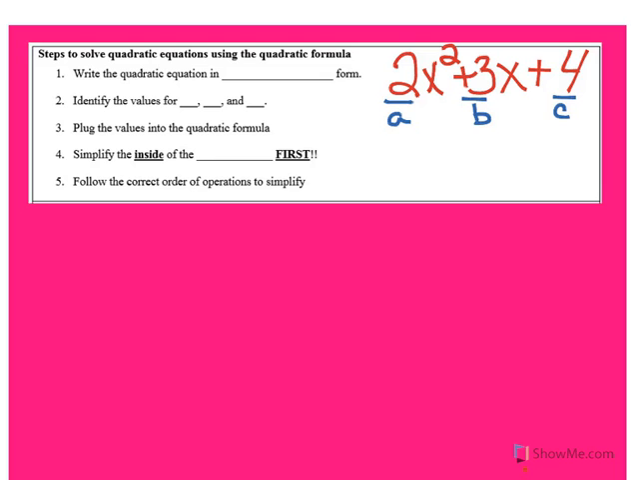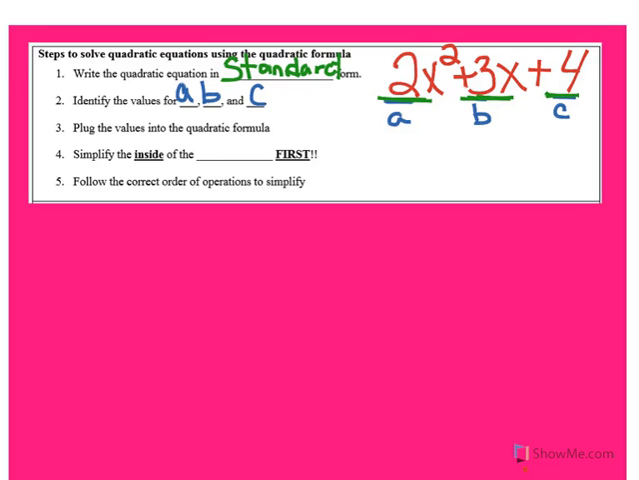Now remember, the a, the b, and the c are just like they have been before. For example, I have this one written here, 2x squared plus 3x plus 4. A is 2, b is 3, c is 4. So the very first thing we need to do is write the quadratic equation in standard form, if it is not already. My example in red is in standard form: the x squared term plus the x term plus the constant. Once we have it in the right order, we identify what the a, the b, and the c are.